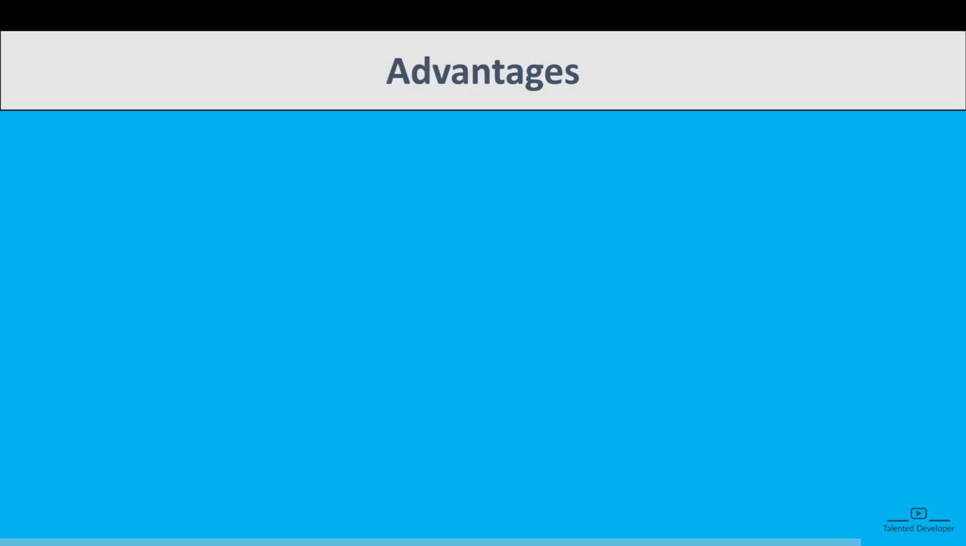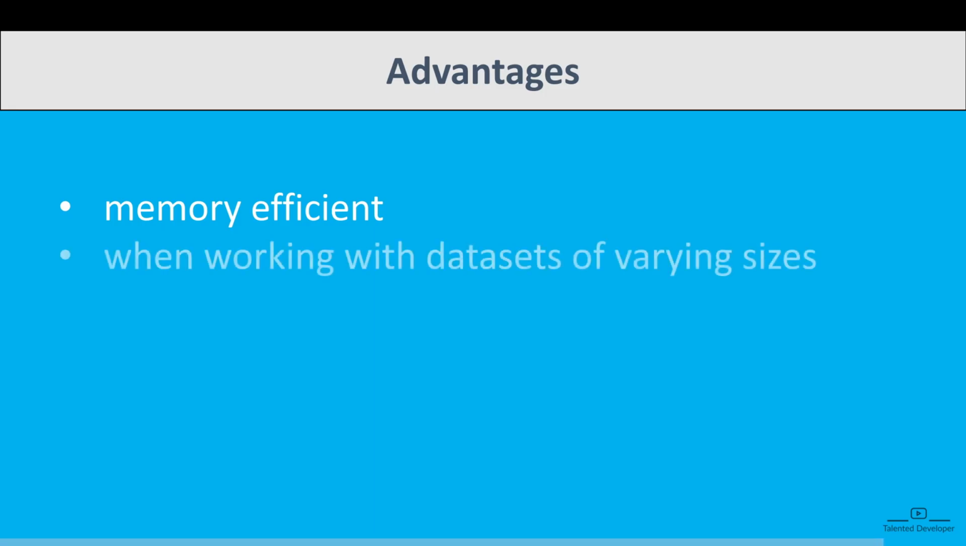So, the advantages of jagged arrays. Jagged arrays are memory efficient since they allocate space only for the elements you need. They are ideal when working with datasets of varying size, such as seating arrangements in a classroom or exam scores.